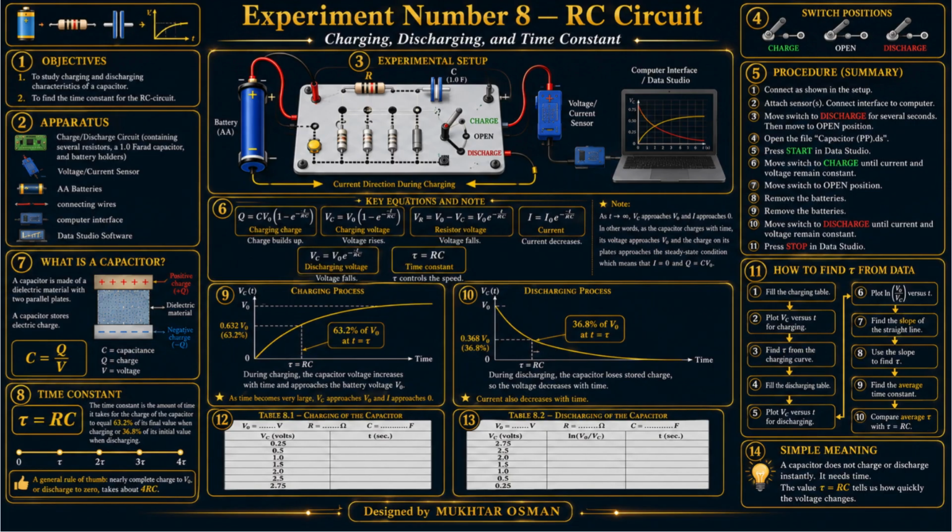Table 8.2. Discharging of the capacitor. 1. V0 equals ... volts. 2. R equals ... ohms. 3. C equals ... farads. Columns: VC in volts, natural log of V0 over VC, and t in seconds. Sample values: 2.752, 2.53, 2.04, 1.55, 1.06, 0.57, 0.251.